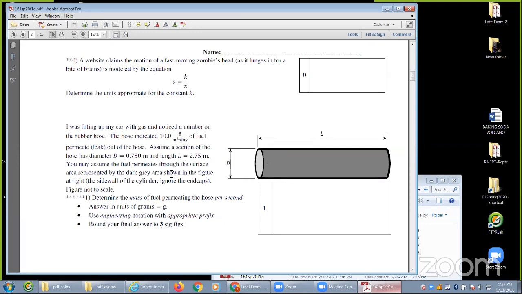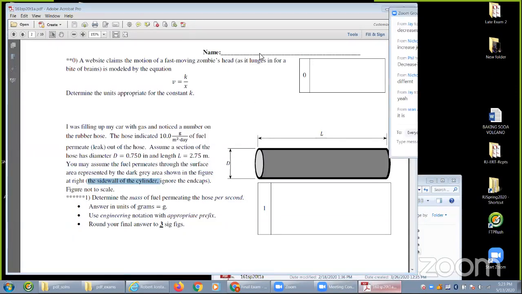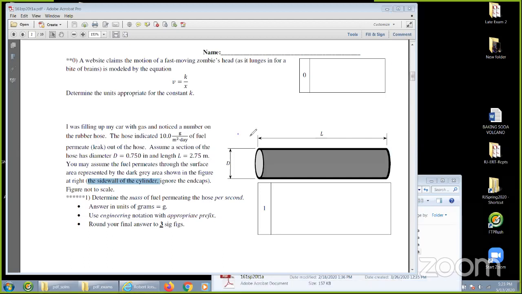So in this case, it says something about the sidewall of the cylinder. I need that one. So I know from the workbook that the area is going to be this distance right here, which is 2 pi r. That's the distance around, times the length. And that's the area of this gray shaded area. All right, so now I have my area that's basically in meters squared.